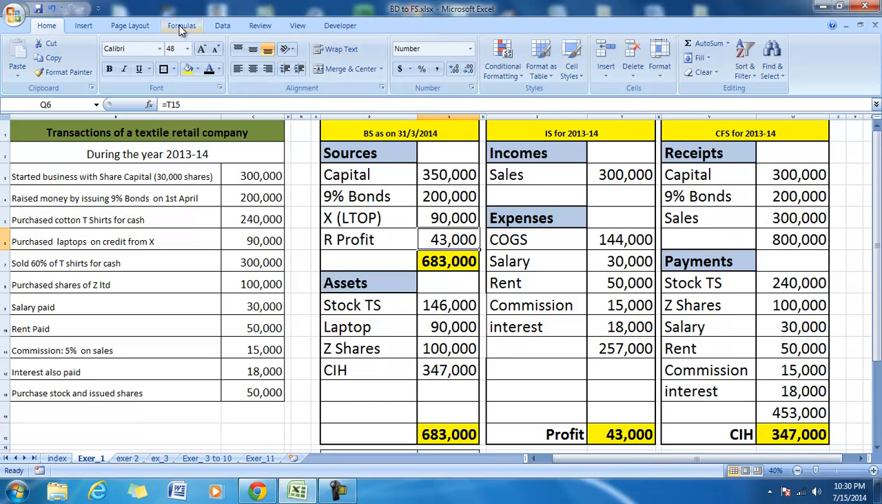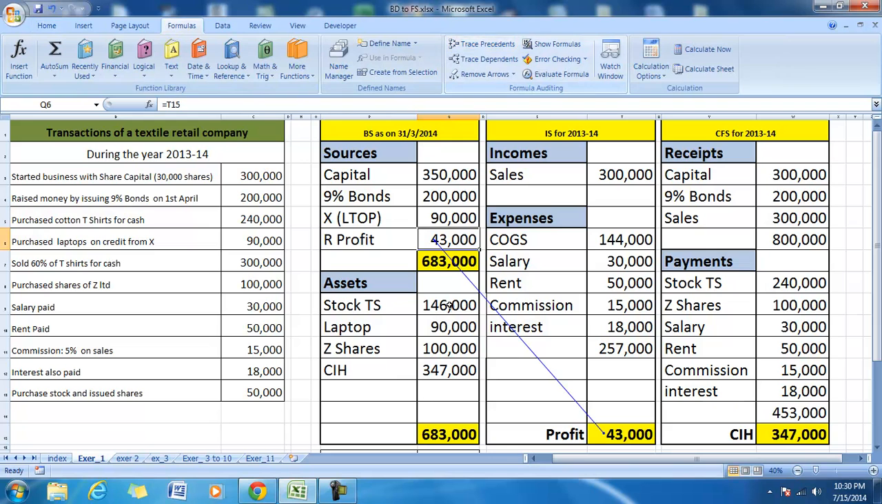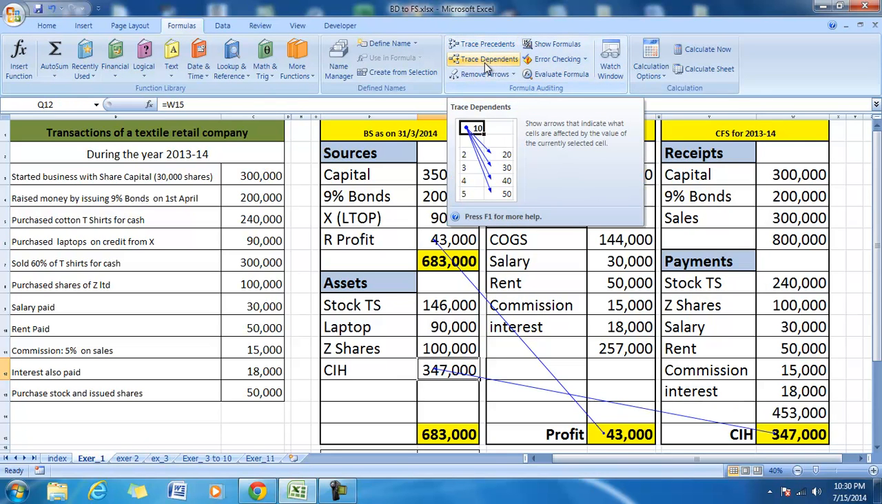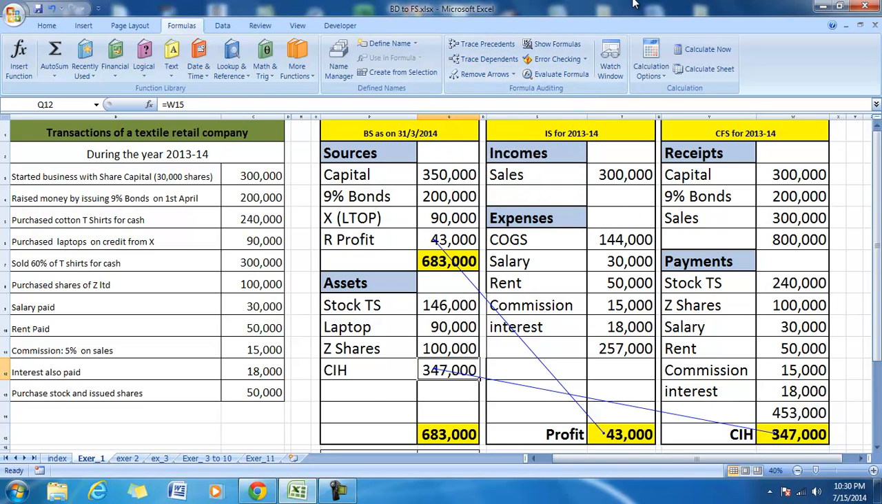So we can see that the profit comes from the income statement, cash from the cash flow statement. This clearly shows that the balance sheet depends on the income statement and cash flow. In other words, income statement and cash flow are the important components of the balance sheet because they give you idea about the profit and the cash in hand.